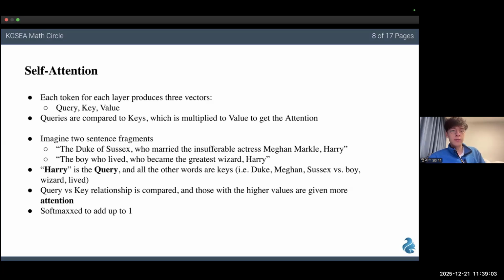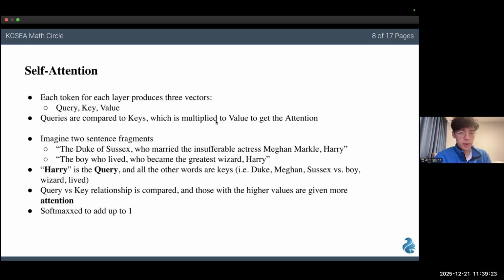Each token for each layer produces three vectors that we care about: the query, the key, and the value. The queries are compared to the keys, which is multiplied to the value to get the attention. The actual formula itself is more complex, but for now, this is an easy way to think about it.